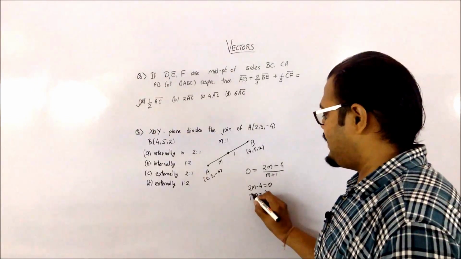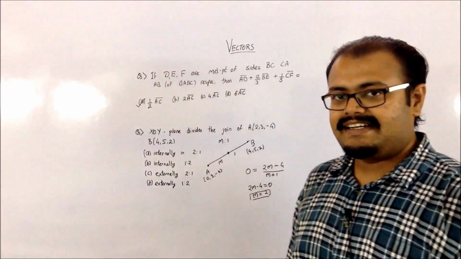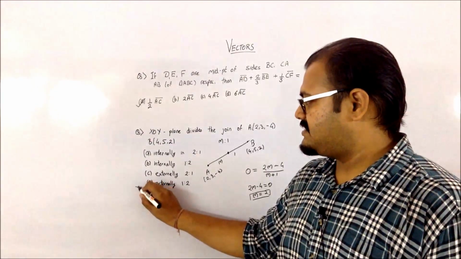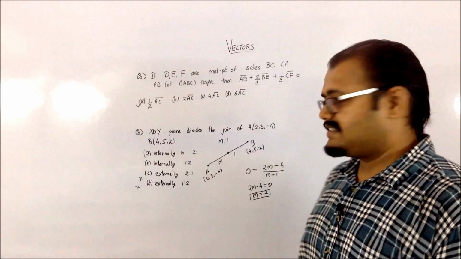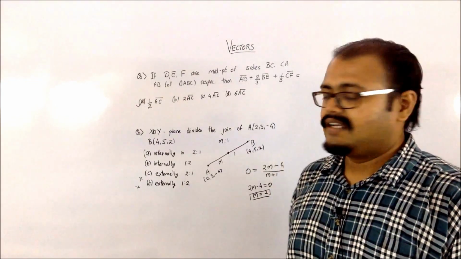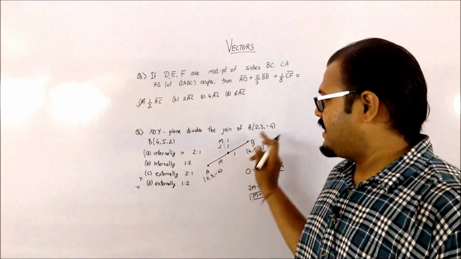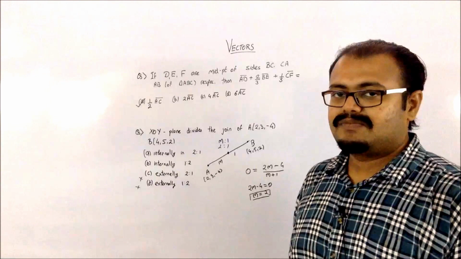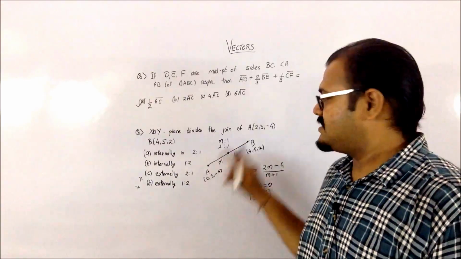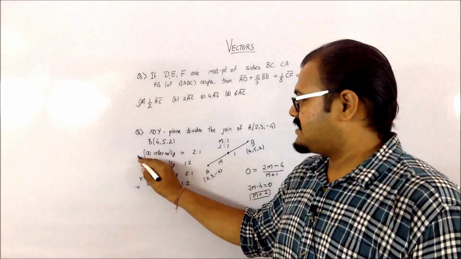So since you are getting m as 2, which is positive, it's going to be an internal division. So these two options are wrong. And since I'm getting it as an integer, that is 2, then it is basically 2:1. So my XY plane divides this particular join in the ratio 2:1, that is internally.